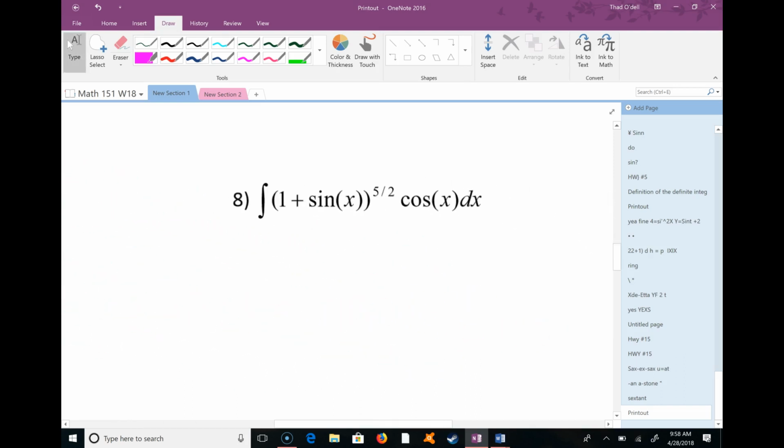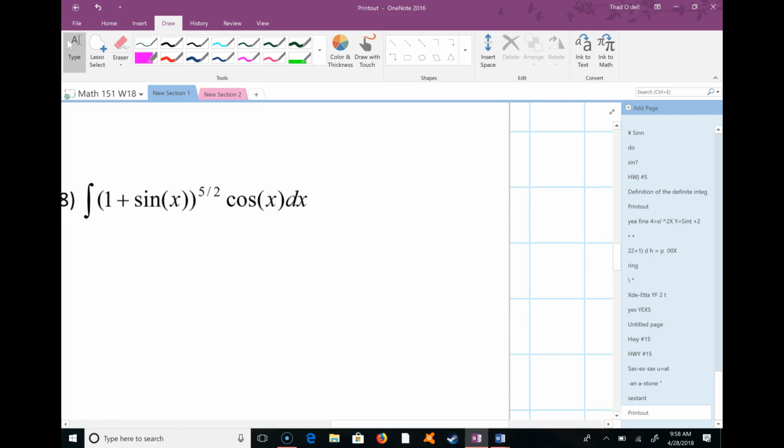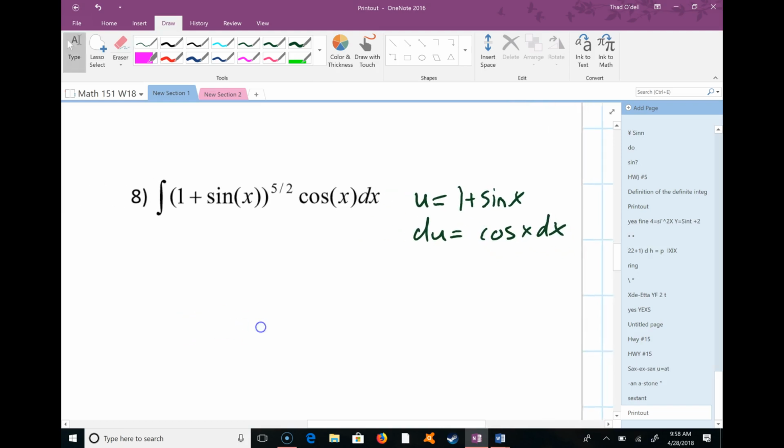Here's another one where there's a clear inside function, 1 plus sine x, and cosine is roughly the derivative. So I'm going to let u equal 1 plus sine x. Therefore, du is equal to cosine x dx. Perfect match. So then I run my integral of u to the 5/2 du, and it matches up perfectly. No extra factors or anything.